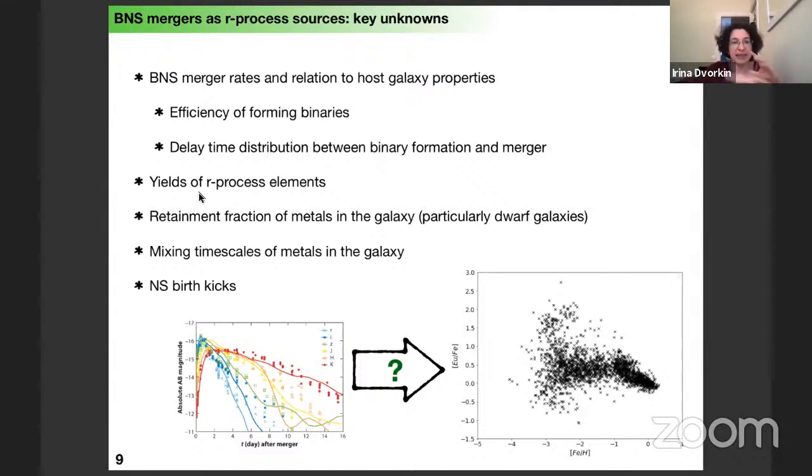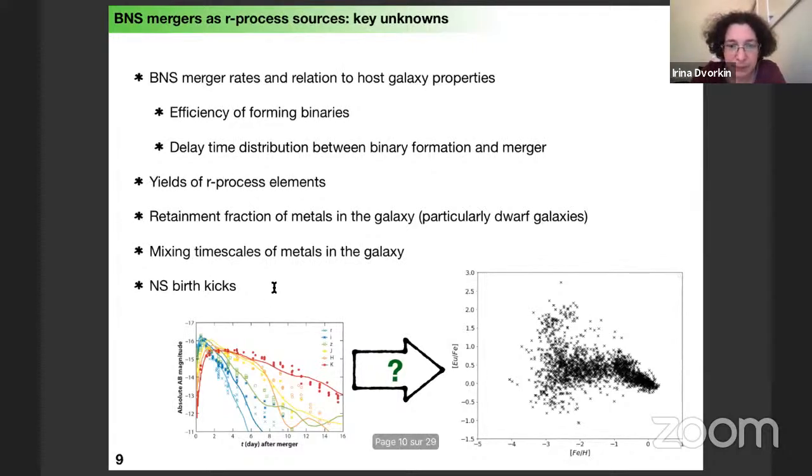Then we need to know the mixing timescales of metals in the galaxy to explain probably also this dispersion, and take into account the fact that if it's binary stars, they have some birth kicks, so they may have actually merged at a different place than where their progenitor stars were born, where the ambient iron abundance is actually different.